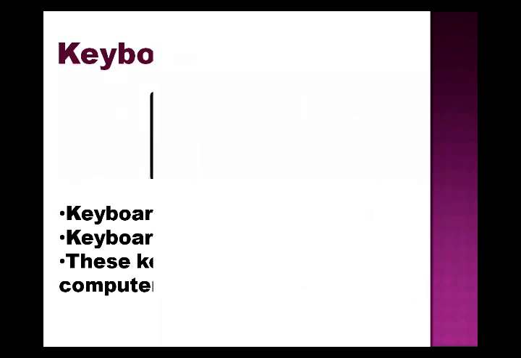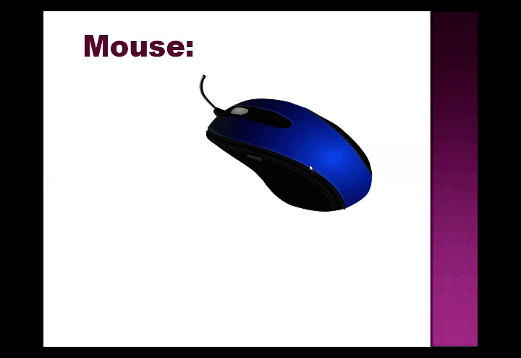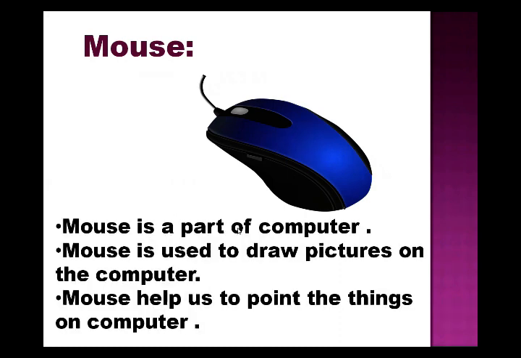Understand? Now the next one is mouse. What is mouse? This is a mouse. Mouse is also a part of computer. Mouse is used to draw pictures on the computer. If you want to draw a picture on the computer, how would you do it? The mouse will help you to draw the picture on the computer.